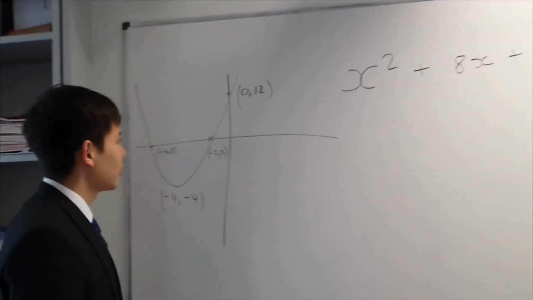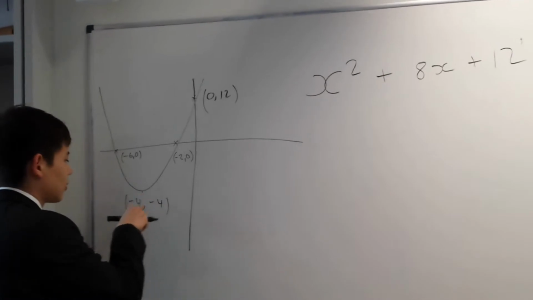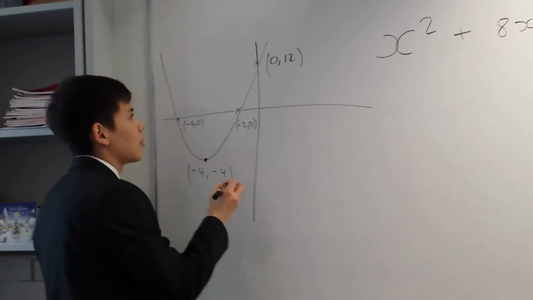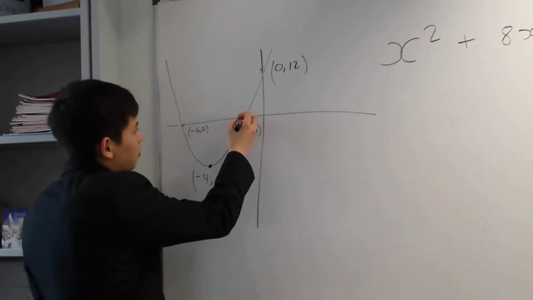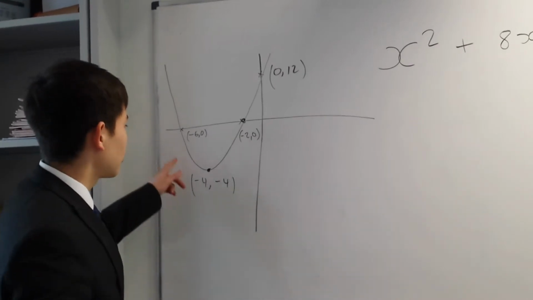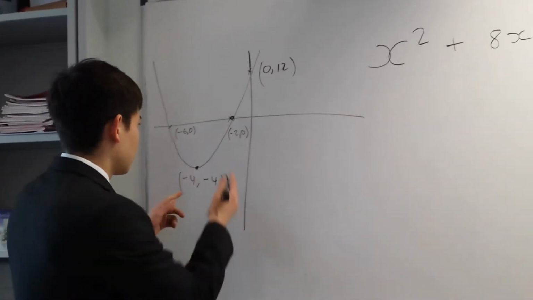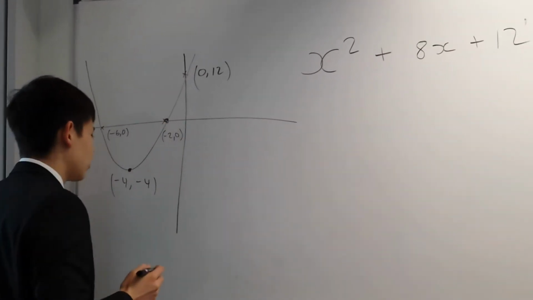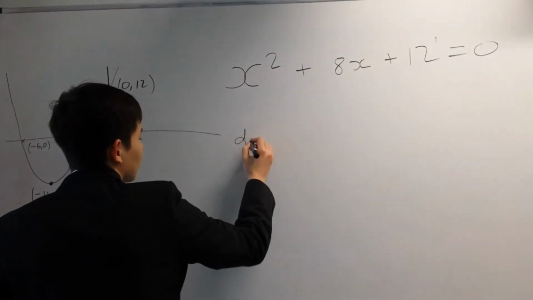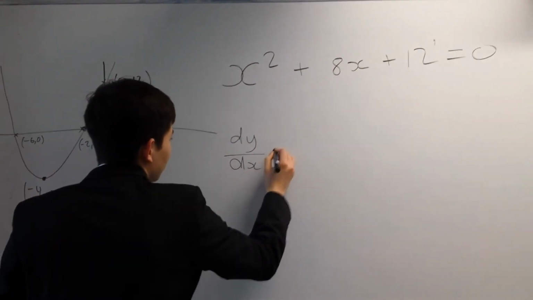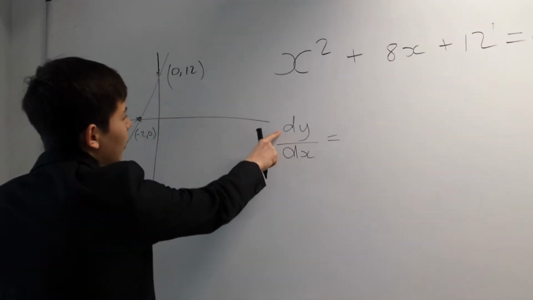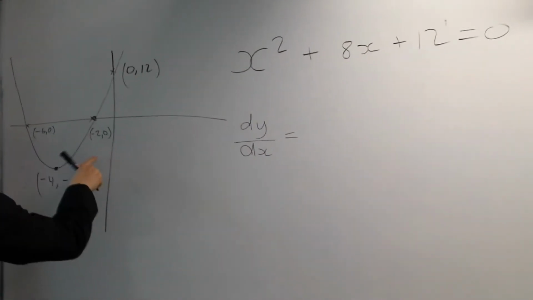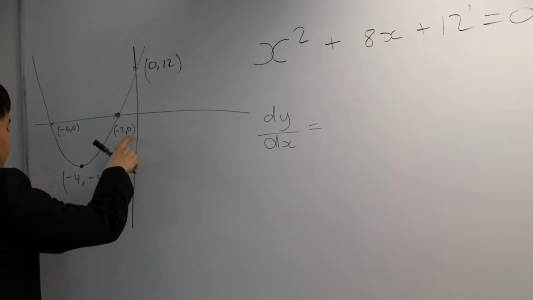Alright, so I'm going to show you how to find the gradient between 2 points. So for example, we have this coordinate here, minus 4 and minus 4, and this is the point on the graph over here. And we can take this point here. We can take any 2 points on this curve and find the average gradient of that curve. So, to find the average gradient between these 2 points, what we do is we do dy over dx. dy over dx stands for the difference in the y values divided by the difference in the x values. So, we have the two y values here, which is 0 and minus 4.